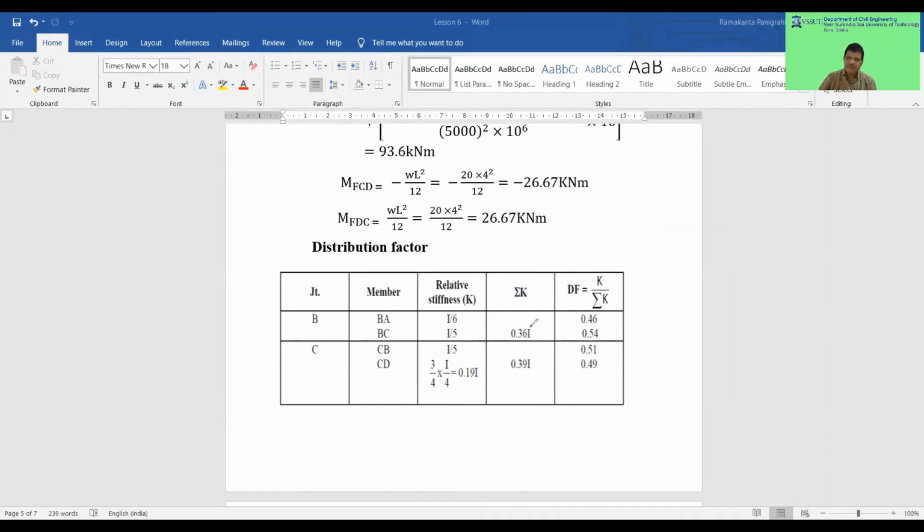Once you find relative stiffness, find the value of sigma K for each joint and divide the K by sigma K. That will give the value of your distribution factor. And you see the distribution factor, if you add, it must become 1. So suppose you have put here 0.46, and it is coming 0.33995, so make it 0.5. That everybody will add, it becomes equal to 1.